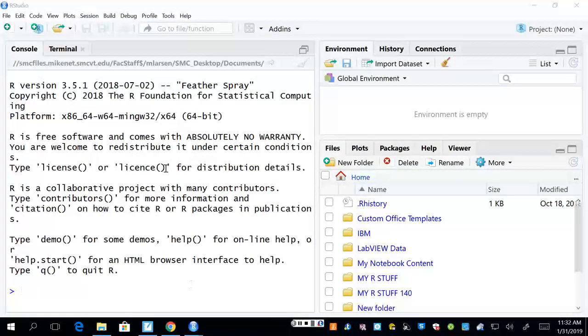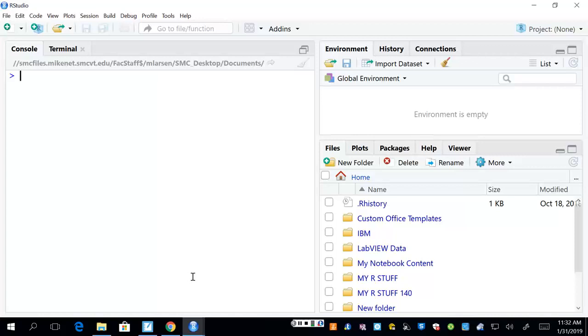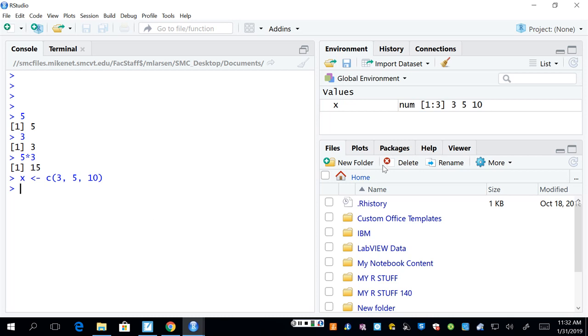This is just the console. Control L will take all that stuff away. And this is where you type commands. So if you type 5 or 3, you get those numbers back. You can do 5 times 3, and it shows you this. You can save some of that information into an object with this assignment. So we had 3 and 5 and 10. Now we have an object here that has those values in there, and so x can have those values. If we take x times 7, it's going to take 7 times each of those values. We can take the first value, which is 3. We can take, say, the first 2 values in here. You can take subsets, so you can manipulate things in there.